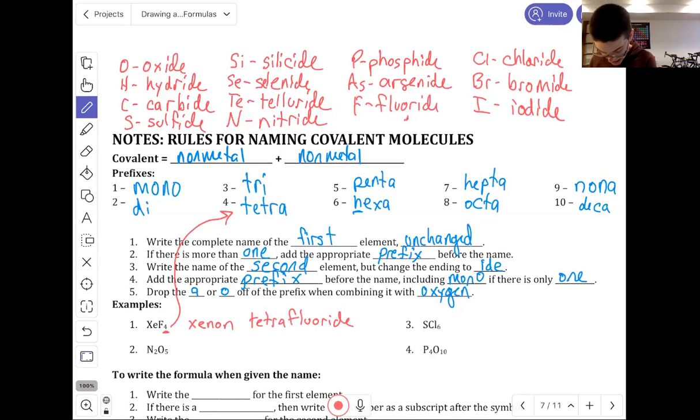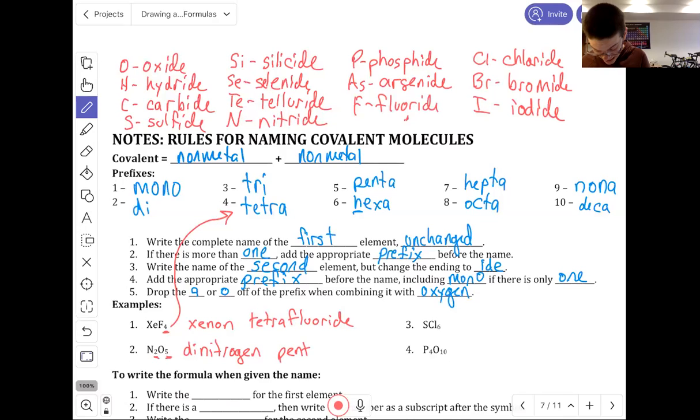So for the next one, I've got 2 N's. So my prefix for 2 is di. So I put di in front of the full name of the first element unchanged. While it sounds really weird, it is correct to say dinitrogen, whole thing. And what is my prefix for 5? Penta.